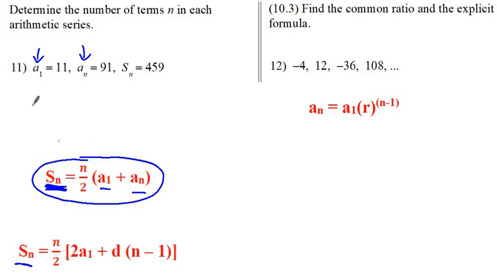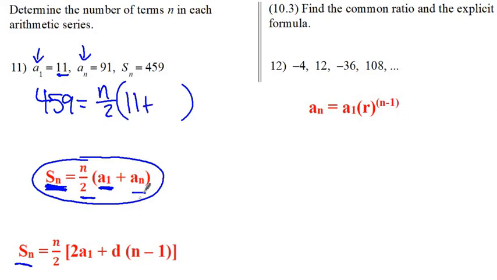We know that s sub n is 459. We do not know this, so it's going to stay as a variable. And we do know that a sub 1, they're telling us that's 11, and they're telling us that the last term, a sub n, is 91. Now all we have to do is combine these. 11 plus 91 is 102, and then we can cancel this.